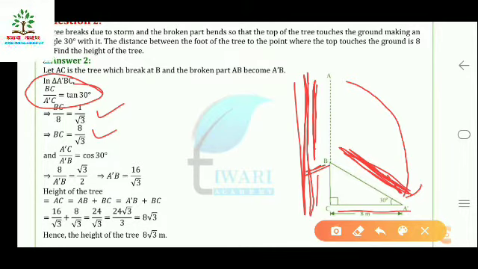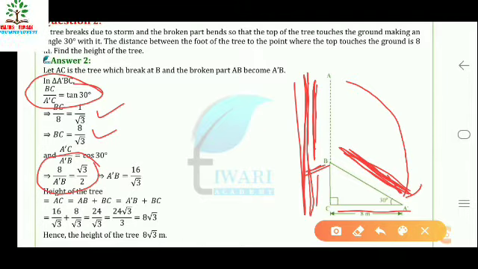Likewise, in the same triangle, we can also write that A dash C over A dash B is equal to cos 30. That means base upon hypotenuse is equal to cos 30. Just putting the values, A dash C is equal to 8 and A dash B we have to find, and the value of cos 30 is root 3 upon 2. On solving this, we'll get A dash B is equal to 16 upon root 3.